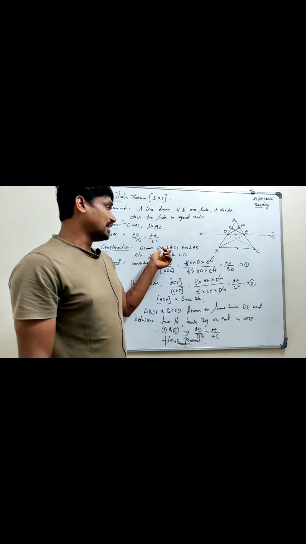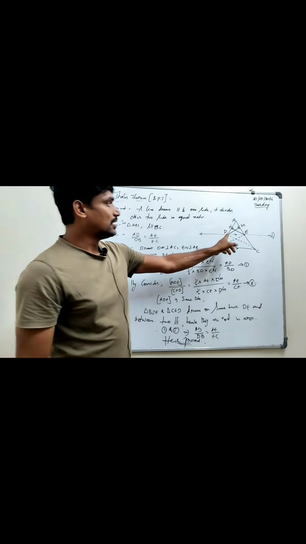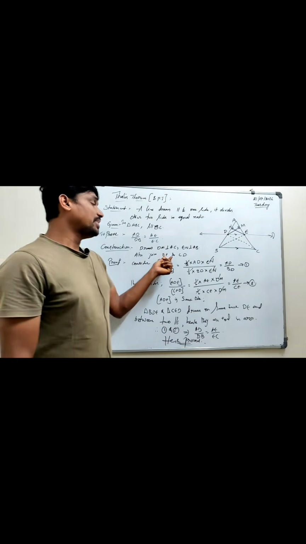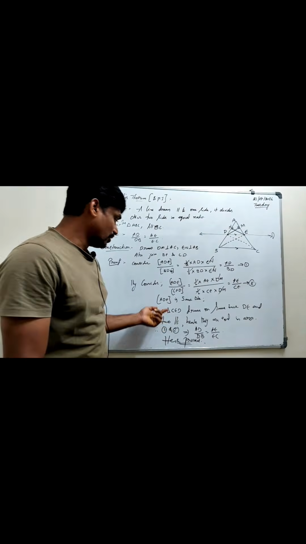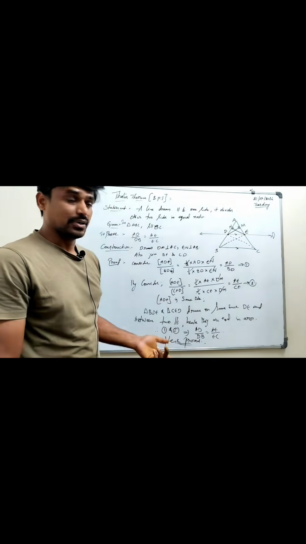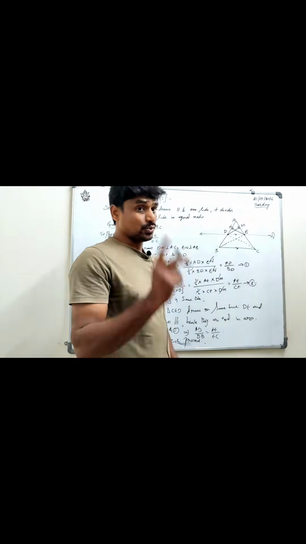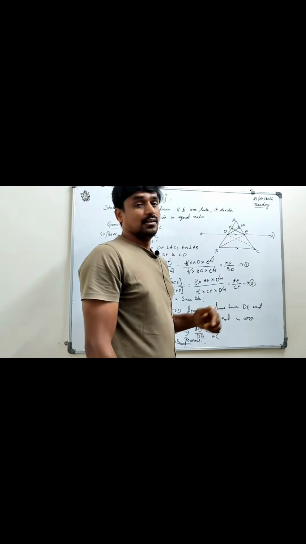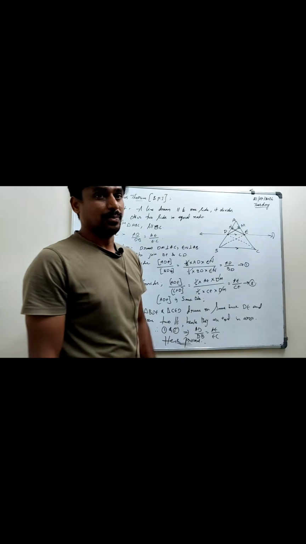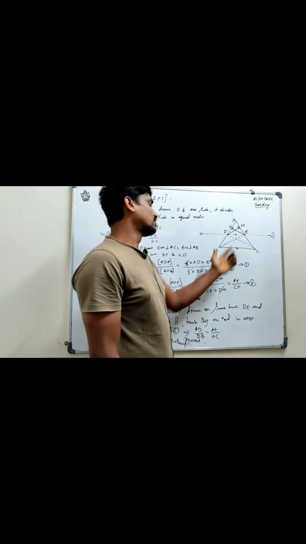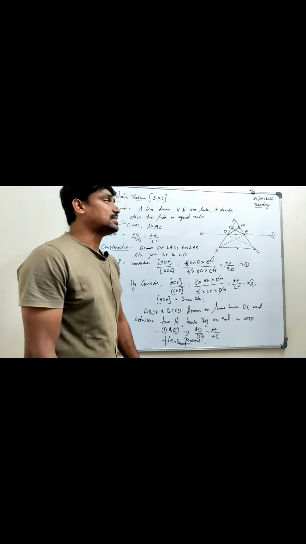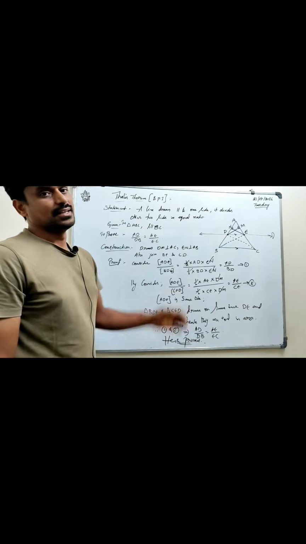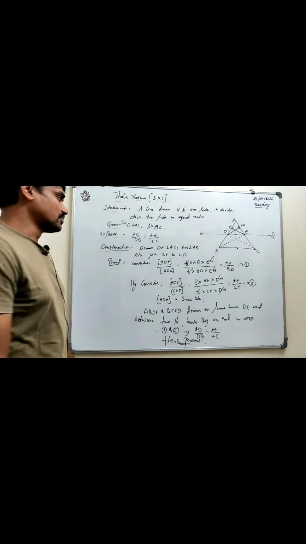Draw DM perpendicular to AC, which is this one, and EN perpendicular to AB. Also join BE and CD. Without joining these, we wouldn't have got the denominators equal, because we need to consider two triangles, BDE and CED, drawn on the same base and between the same two parallels. So this is what we want. For that I am joining BE and CD, to consider the triangles and prove their areas are equal.